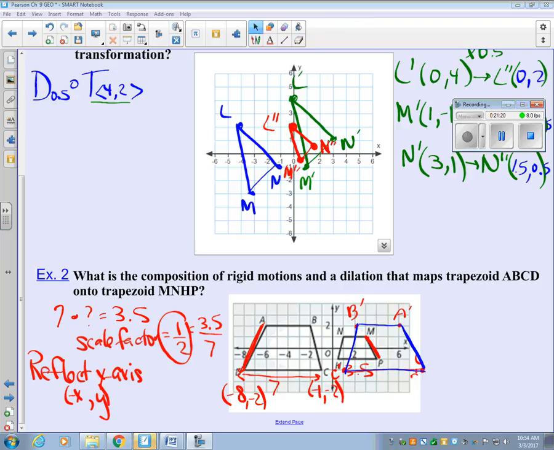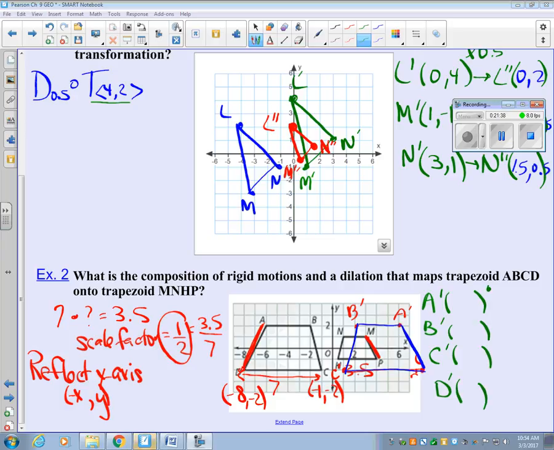We preserved the distance reflected across the y-axis. Now we've got to shrink it down. So we're going to take our A prime, B prime, C prime, and D prime coordinates, and we're going to multiply them all by 0.5. And then when we do that, we should get M, N, H, and P.